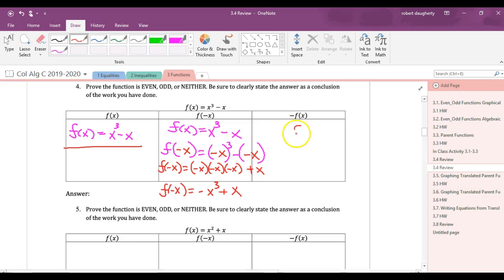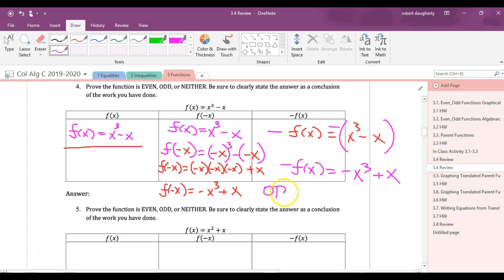So I must continue. If f of x equals x cubed minus x, easiest thing to do here is just to put a parentheses around everything. If I put a negative on the left side of the equation and a negative on the right side of the equation, now let's simplify. Negative f of x equals -x cubed plus x. Okay. Now I see that the second two things match. This is an odd function. This function is odd. It is odd because f of -x equals -f of x.